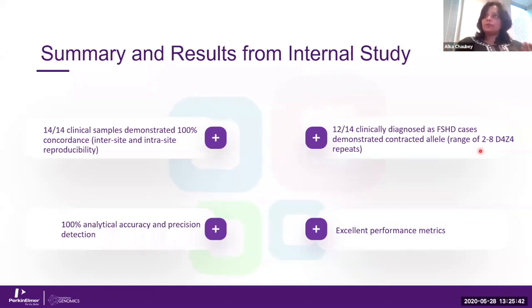Now, the other 2 patients could have an overlapping phenotype. We are pursuing methylation studies and also sequencing to see whether they could be in the FSHD2 phenotype, or maybe they have overlapping features of just muscular dystrophy. In our internal study, we also saw 100% analytical accuracy and precision, and our performance metrics were excellent.